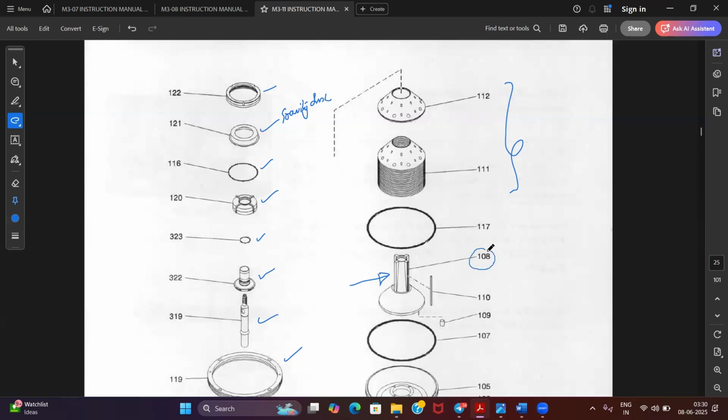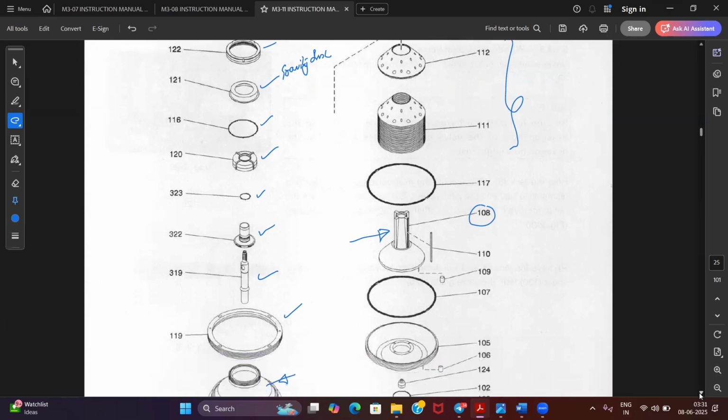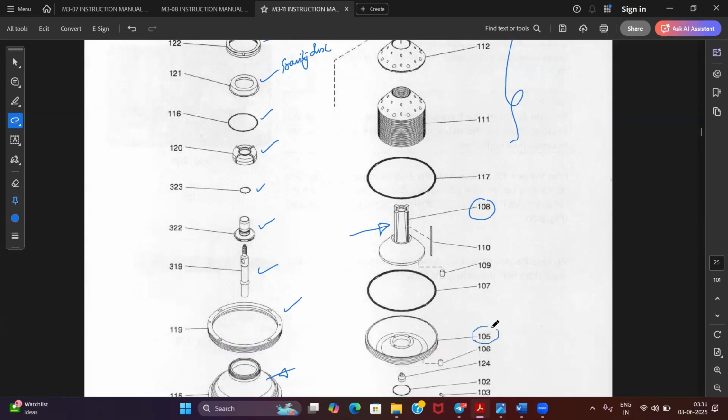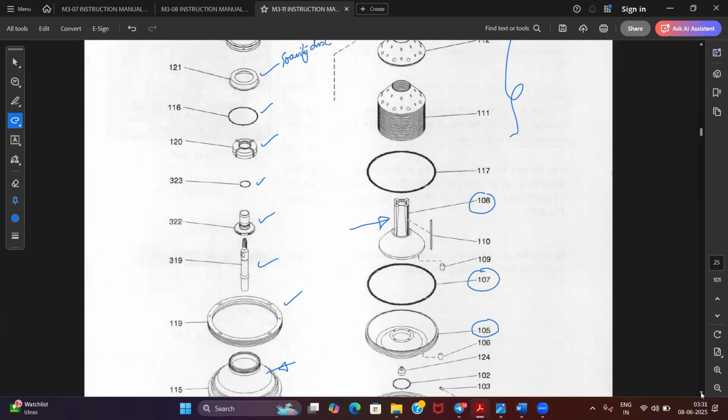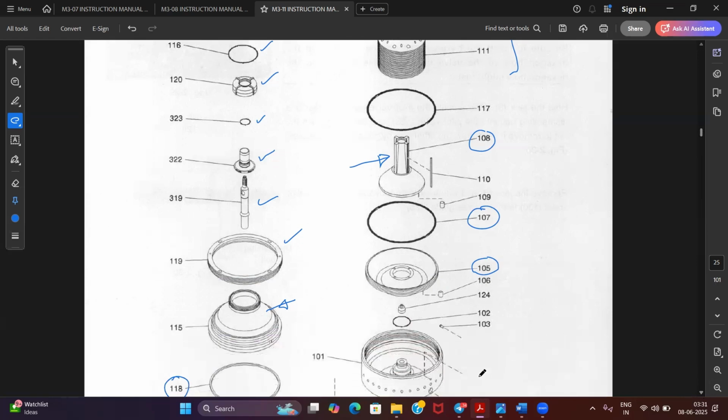distributor. This is a locking thing which is going to lock it onto your bowl. This is the sliding bowl, and these are some O-rings and all. And then the main bowl. This is the lock nut, which is keeping all the components together with your vertical shaft. The main bowl has to be attached to your vertical shaft, and that is done by this lock nut. So these are the parts inside the purifier.